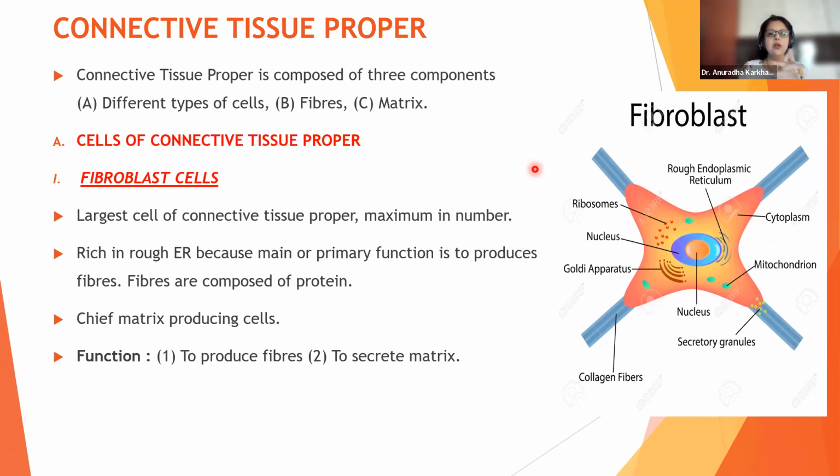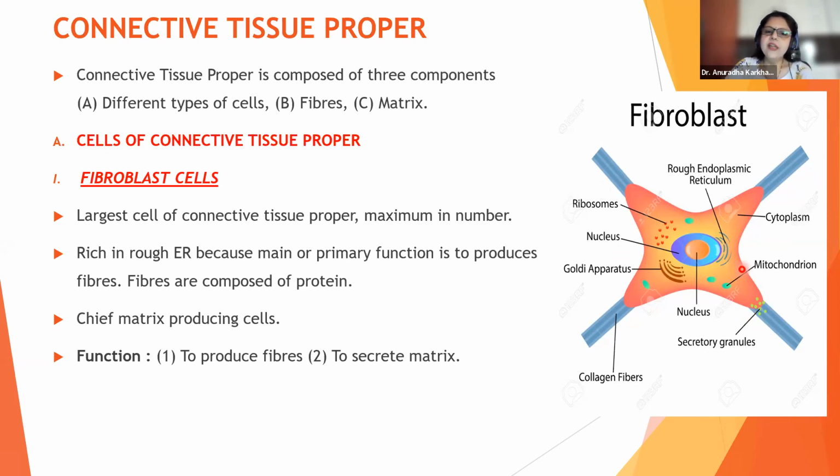Okay, so let us first go ahead with the connective tissue proper, different types of cells. Which are the different types of cells? Let us try to understand. So the first type of cell is going to be called the fibroblast cell. Here you can see the fibroblast cell. This is the structure of it.